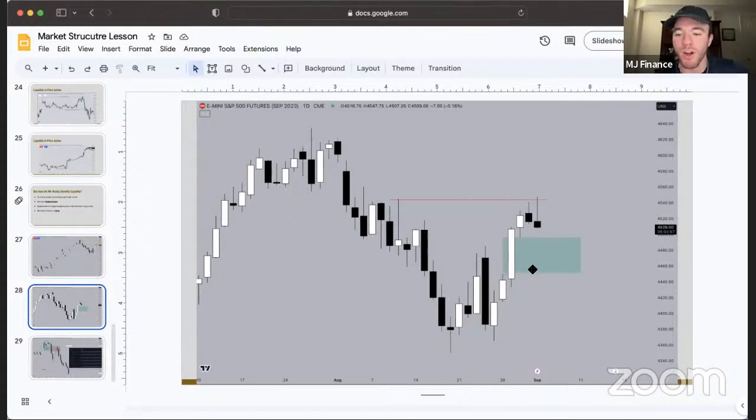Why? Because we have this draw on liquidity, this gap, right? And price already ran out the buy side back here. So there should be no reason for price to go above that. That should be the high for the day. Again, it should, not going to be right all the time.